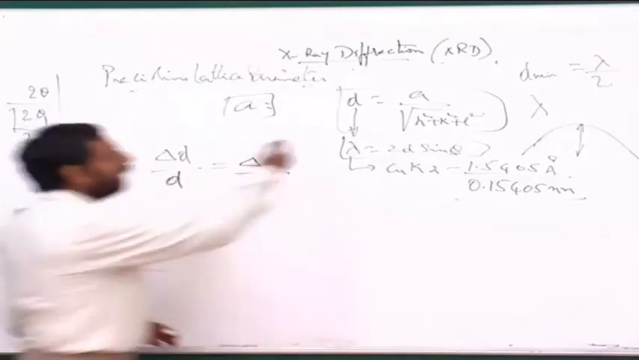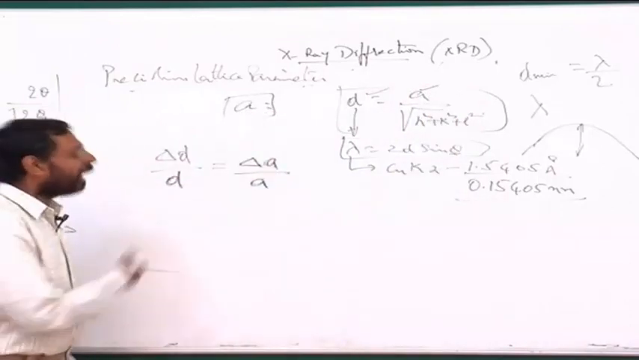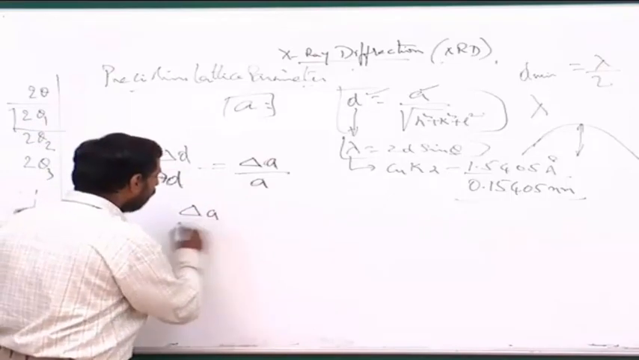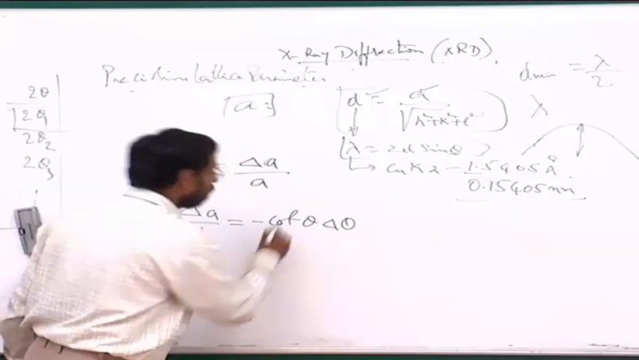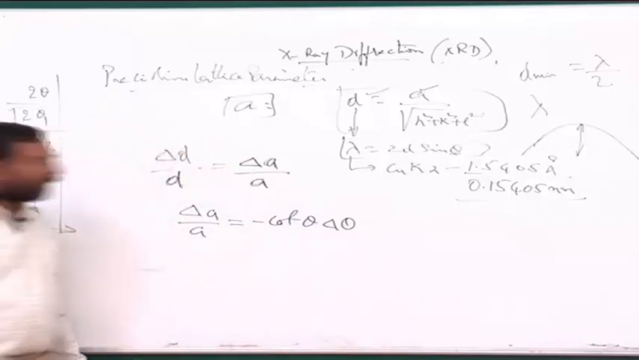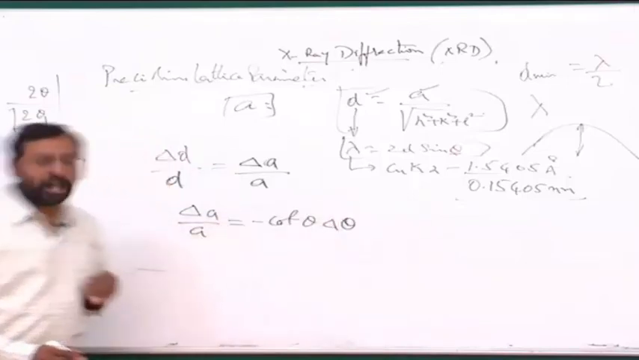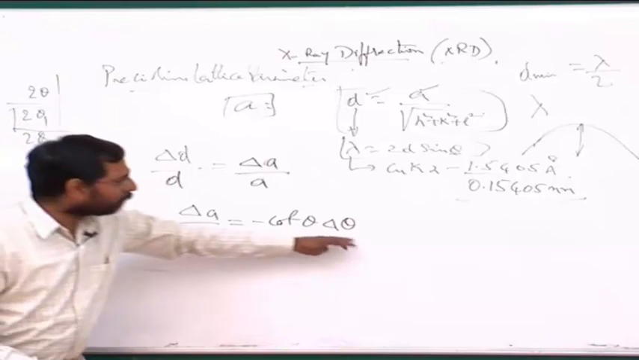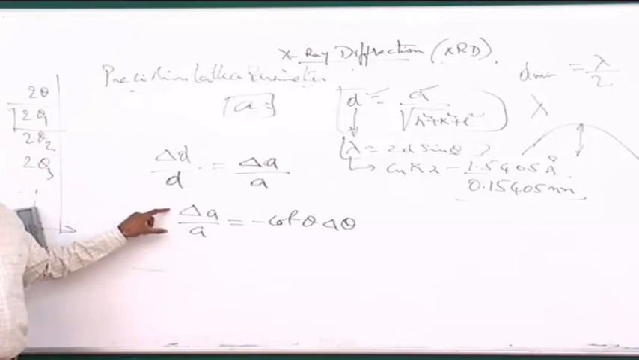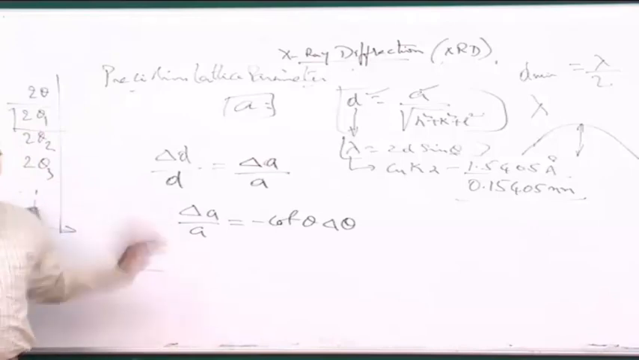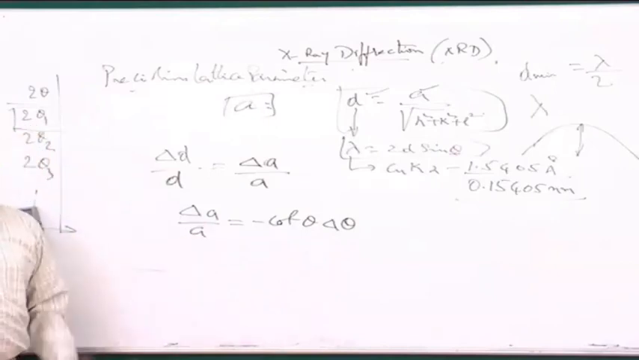Why? Because D and A are proportional, as you can see from here. So as a result, I can always do the same thing. Delta A by A is minus cot theta into delta theta. Right? So as a result, I can say the same argument which I said earlier: irrespective of the error in theta, if I am using a large angle peak, the error in my lattice parameter will be very small. And as a result, I can use these higher angle peaks to find out the lattice parameter more accurately.